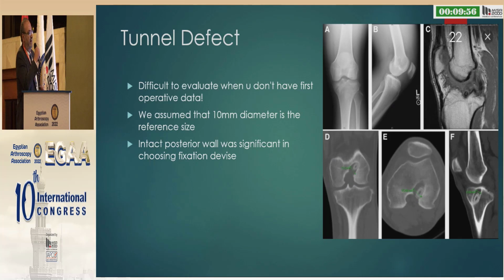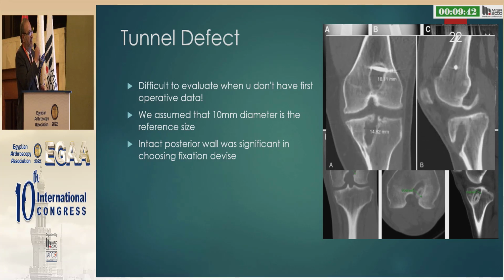Tunnel defects have many types, and we find that at the femoral site, they are mainly due to reaction or oversized drilling, or reaction around the plate or around the interference screw. These are different types of reaction and different types of widening and possible blowout.